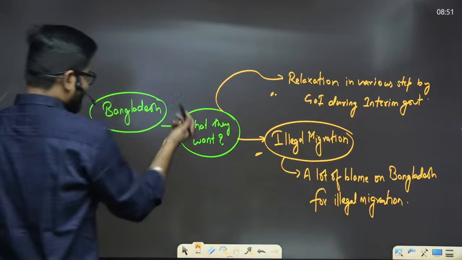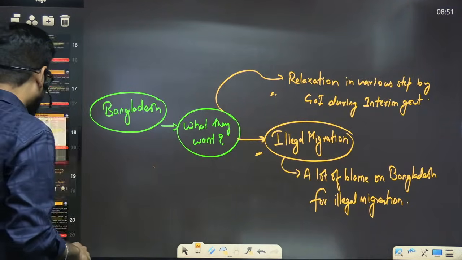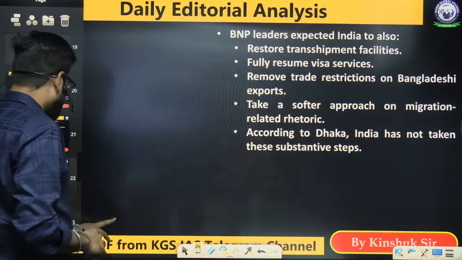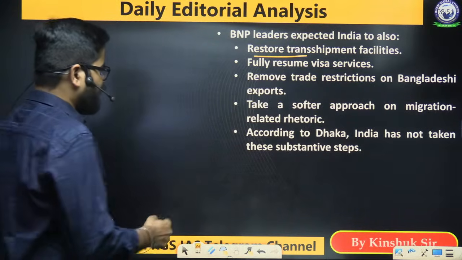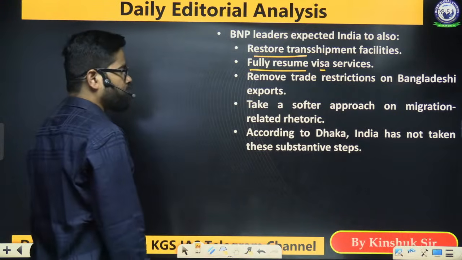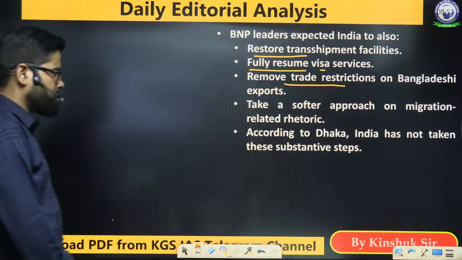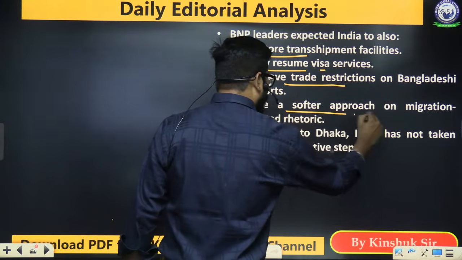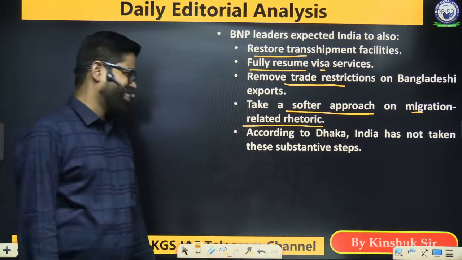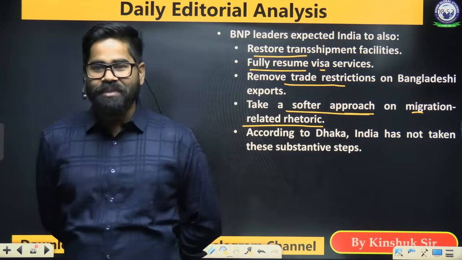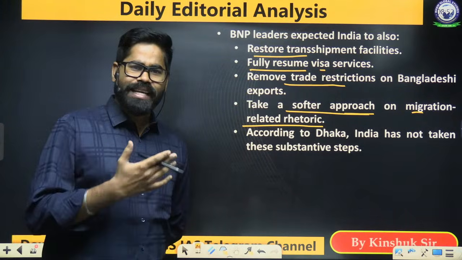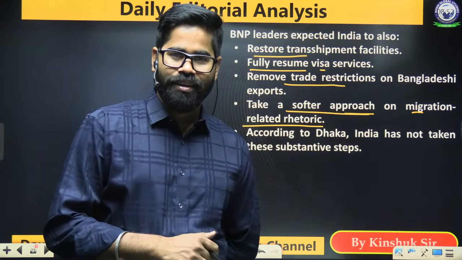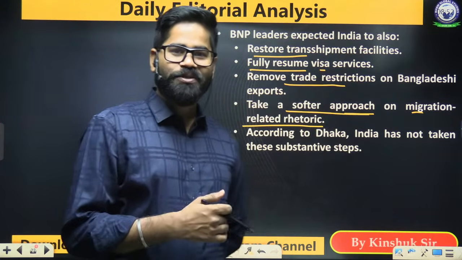Now, coming to the next part. See, right now what we see is they want India to restore the transshipment facilities. They are asking to fully resume visa services and remove trade restrictions on Bangladesh exports. And they want a soft approach on migration-related rhetoric. They also say that if you are saying it in domestic politics, it's fine. Sometimes you can say that, but don't make it a major issue. You can say it sometimes about Pakistan also. Why only blame Bangladesh? You can blame other countries also. So this is what they expect from India.